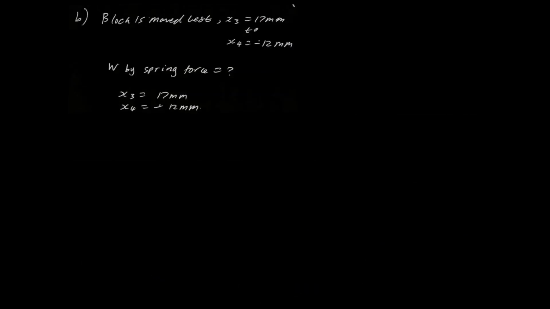Now part B saw the block being displaced in different directions. If the block is now moved to the left, so we're still at x equals 17 millimeters as per the previous problem, but then it's moving to negative 12. So it's passing its 0 point and the spring is being compressed. What's the work done by the spring's force?